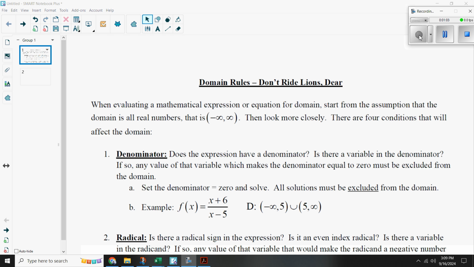Well, it's the same thing with domain, because when you first meet a function, you're introduced to a function, you want to assume that its domain is all real numbers, negative infinity to positive infinity. And then you're going to go through a checklist to find out if that's really true. And that's what we're going to do right now, is go through this checklist. And it is important to go through this checklist in the order in which I am describing.